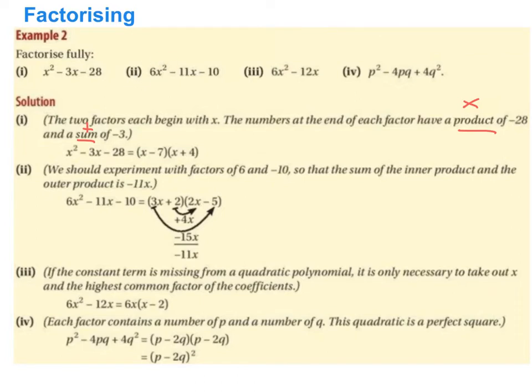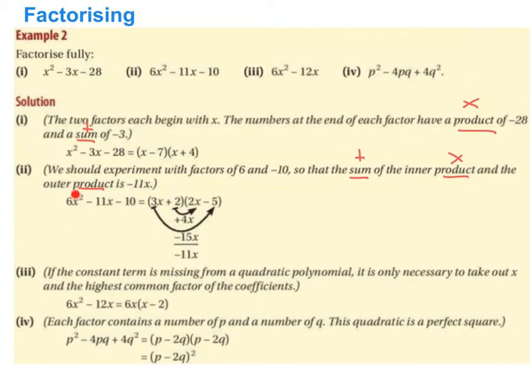Second one, 6x squared minus 11x minus 10. So there's two ways that you can do this. You can experiment with factors of 6 and minus 10 so that the sum of their inner product and outer product is minus 11x. So sum being add and product meaning multiply. So these sorts of questions can take a bit of work when the coefficient of x squared is greater than 1 if you use this method, which is like trial and error. So eventually we would end up with 3x plus 2 and 2x minus 5.